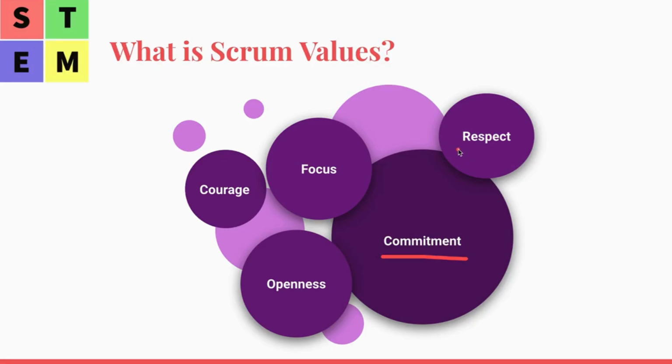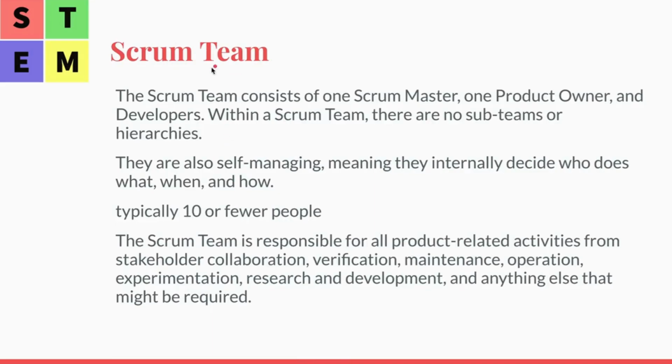Respect is respect for each other. Openness, again, is relevant to transparency: openness to talk about all the problems and issues and solve them together. So there's visibility not just among the Scrum team, but also with business partners. Focus, we don't have to talk about it. And courage is the courage to speak out about whatever issues, and to speak out during the Scrum events. So, Scrum team.